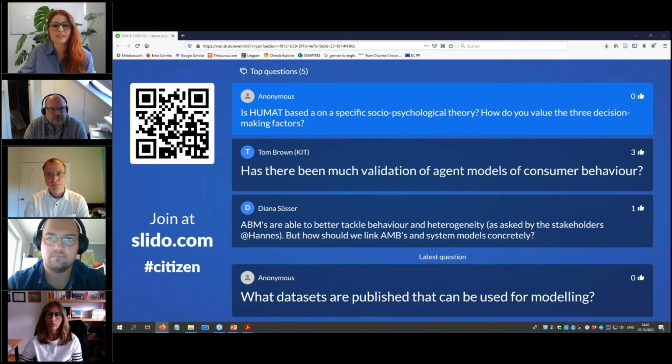Okay, very interesting, Christian. Thanks for the insight. Maybe just a question back regarding this: how do you actually value the different factors that lead to the decision making in your model? Like you said, there are different factors influencing decisions, but how do you decide which value you give to which one?